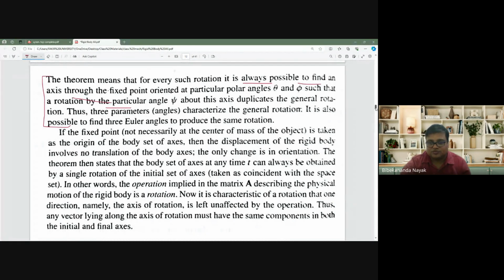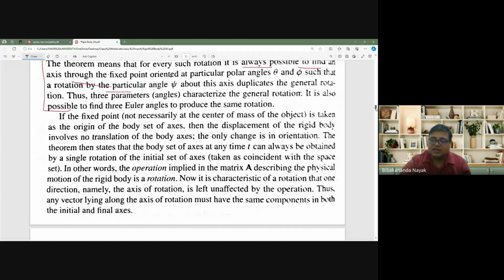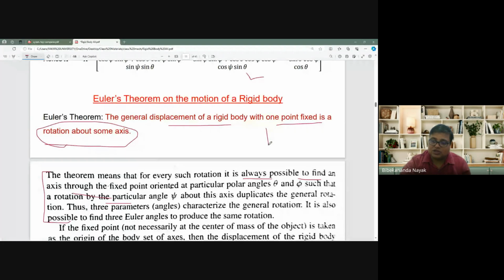How do we prove it? We use two things. One is that the axis of rotation remains fixed for a rotation, and the other is that due to rotation, the magnitude of a vector does not change. Suppose one vector is present in the XYZ frame. If we rotate the XYZ frame, the vector will look different, but the magnitude in both cases will be the same. The I cap, J cap, K cap directions will be different, but the final magnitude will be the same.